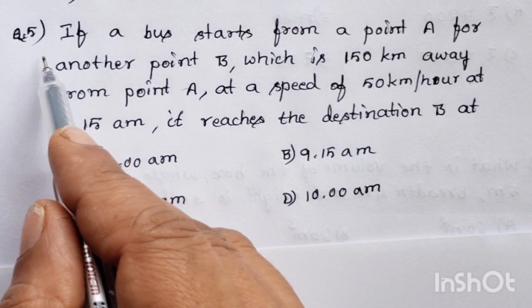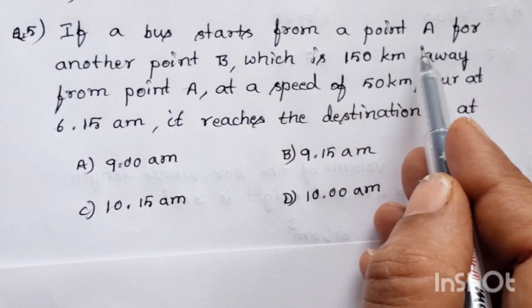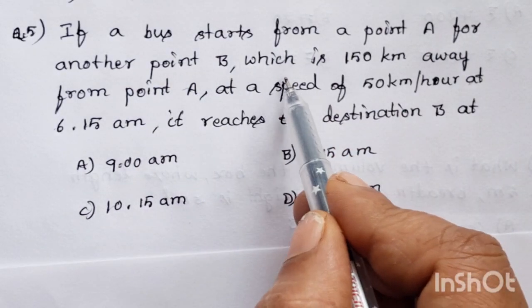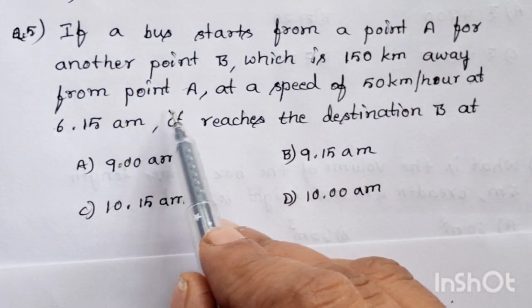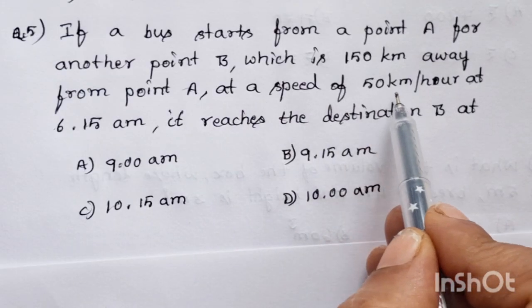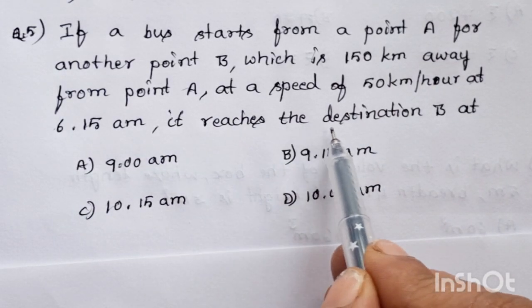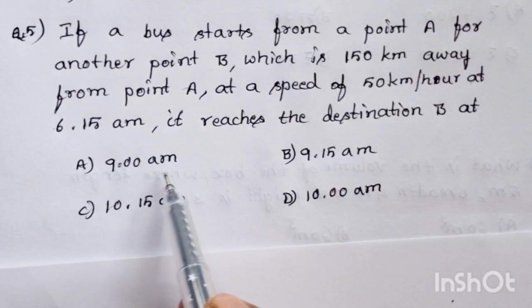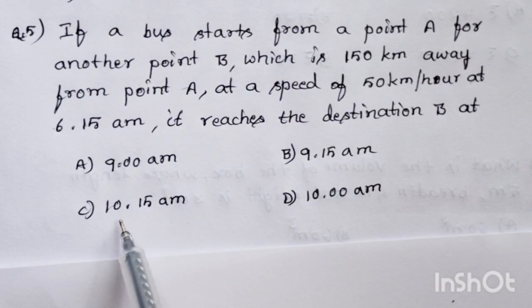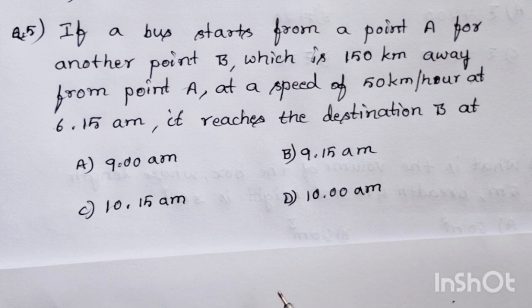Question number 5. If a bus starts from a point A for another point B, which is 150 km away from point A at a speed of 50 km per hour at 6:15 am, it reaches the destination B at options 9 am, 9:15 am, 10:15 am and 10 am.